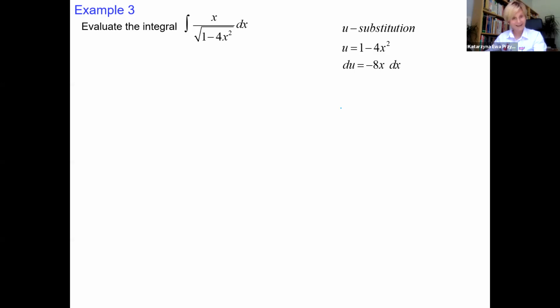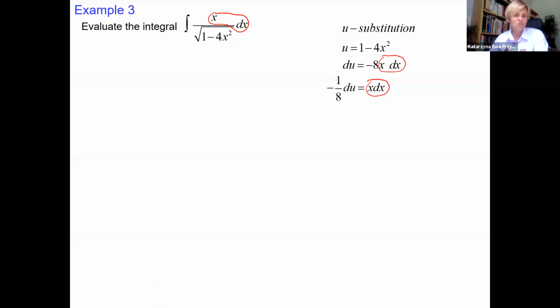Okay, we have a small challenge. In the integrand, I can see x dx, and I do not see negative 8x dx. Then I will solve this for x dx. I will just divide by negative 8: negative 1/8 du. If only the constant coefficient is different, we can work it out. It would be a problem if, for instance, our derivative had x squared, x cubed, or something else with x, then we can't do it. But a constant is a constant, it's not a problem.